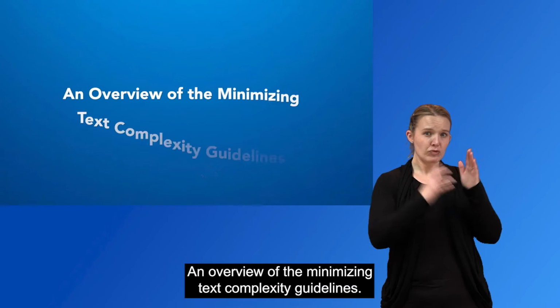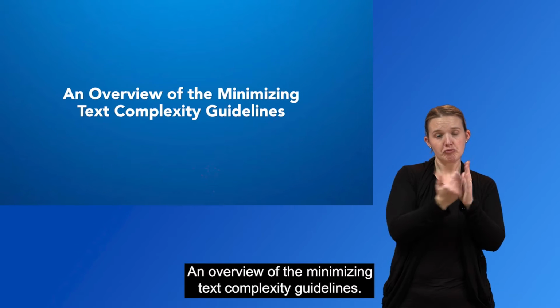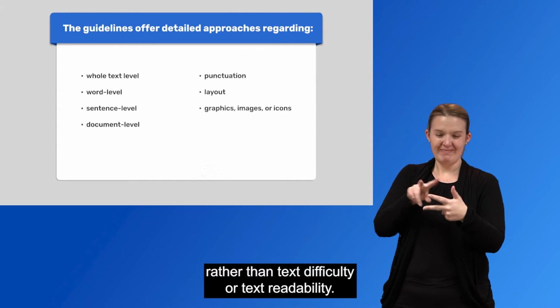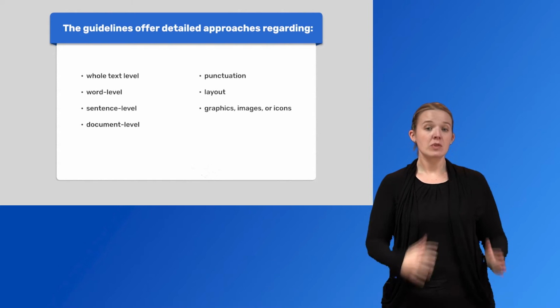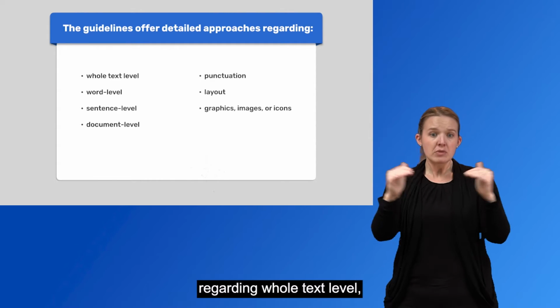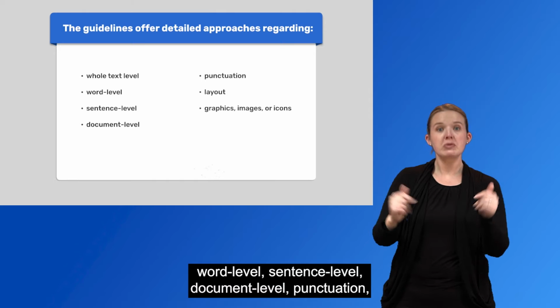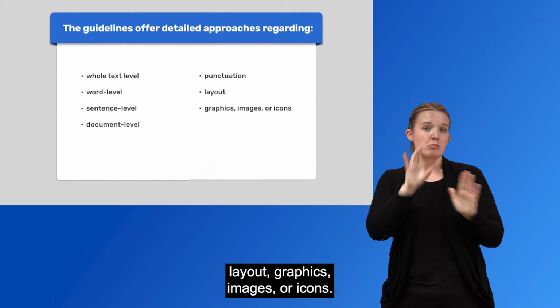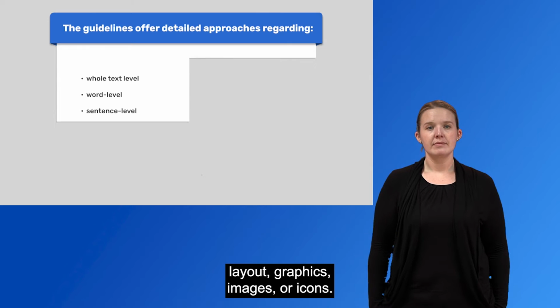An overview of the Minimizing Text Complexity Guidelines. These guidelines focus on complexity of the text rather than text difficulty or text readability. The guidelines offer detailed approaches regarding whole text level, word level, sentence level, document level, punctuation, layout, graphics, images, or icons.